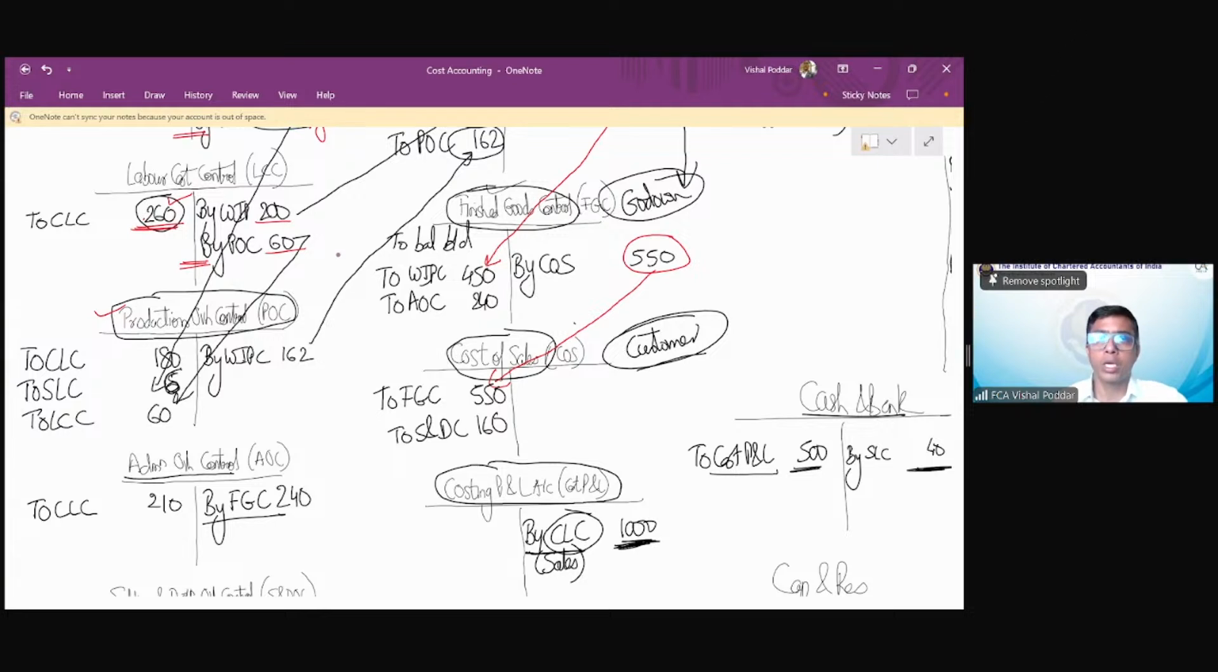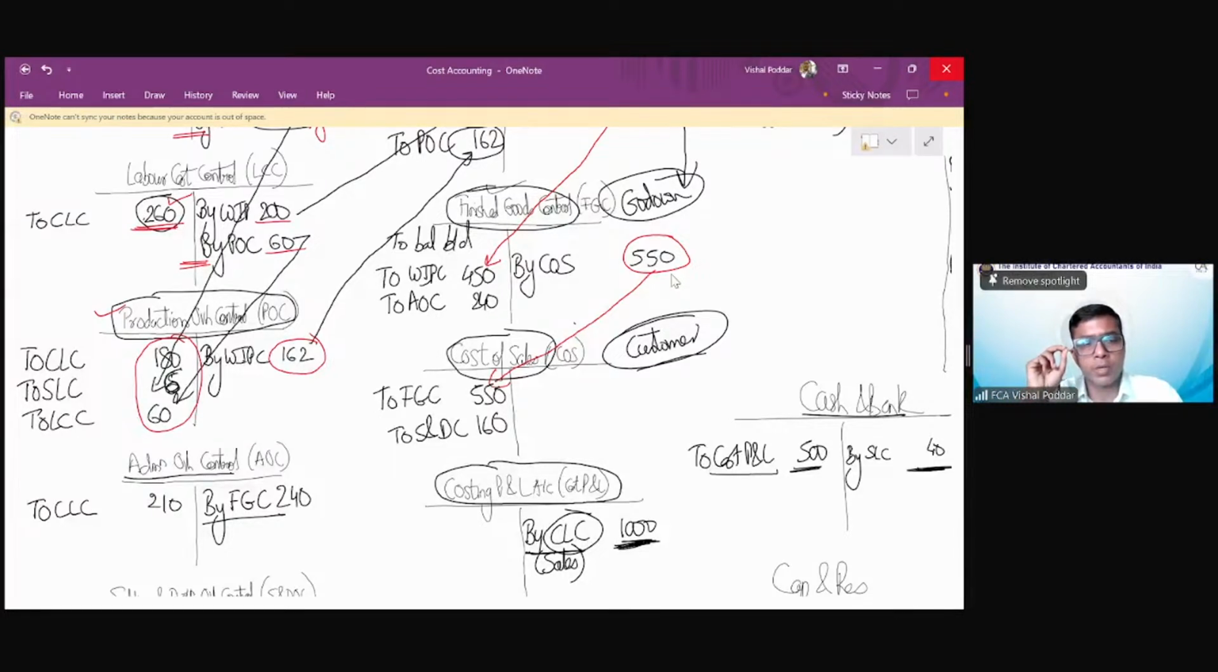Overheads account represent what? Please pay attention. This is slightly tricky and very interesting. Yes, Mohammed, you're right. This is the overheads incurred. This is the overheads charged. The difference between the two represents under or over absorption.